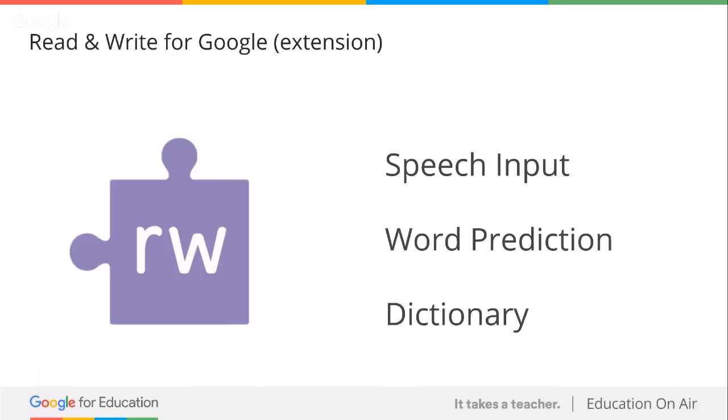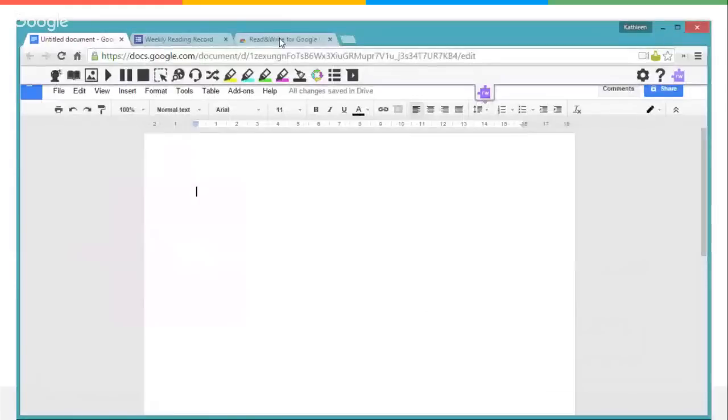They have a word prediction feature that is great for young writers and struggling writers to help them think of the next word that should come in the sentence. They also have a dictionary tool and a picture dictionary tool to help them understand vocabulary. Here's a quick animation of what that toolbar looks like.